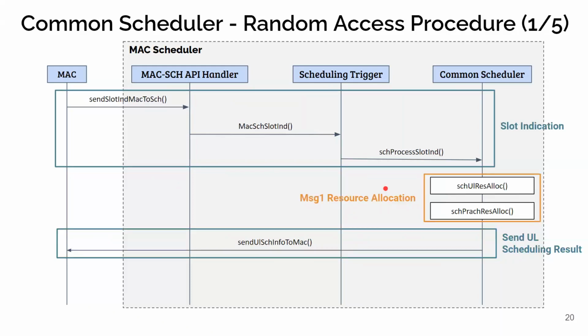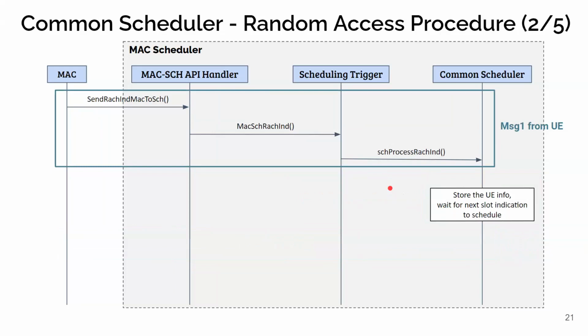Sorry. Yes. But here you need to get the indication from the physical layer. Where do you get the message one? Oh, here is before we get the message one, because the UE needs to send the message one, it also needs to get the resource allocation from the scheduler. So here it's only the DCI.